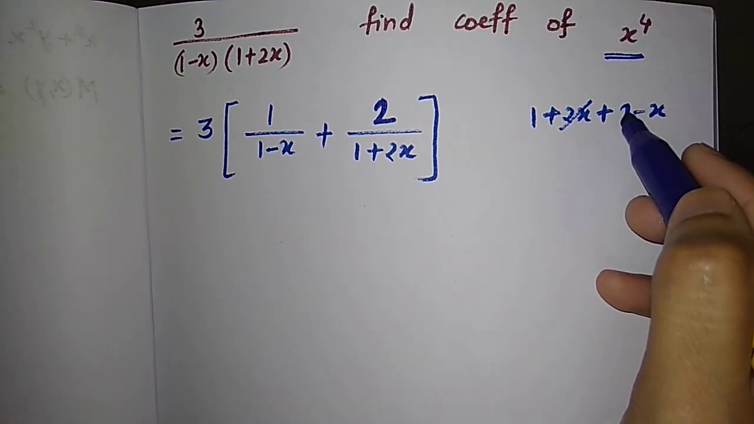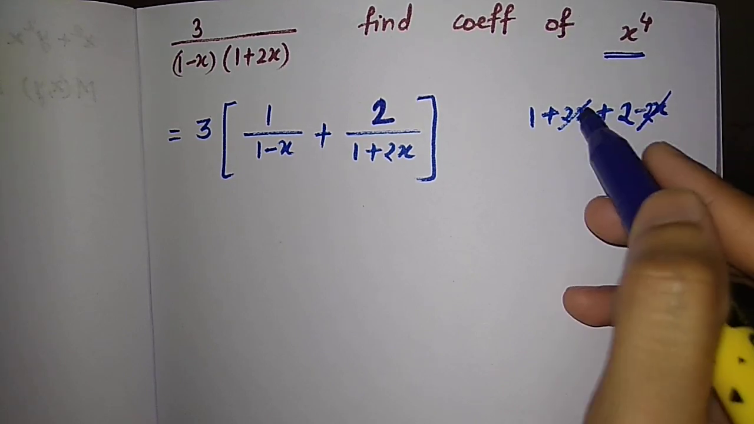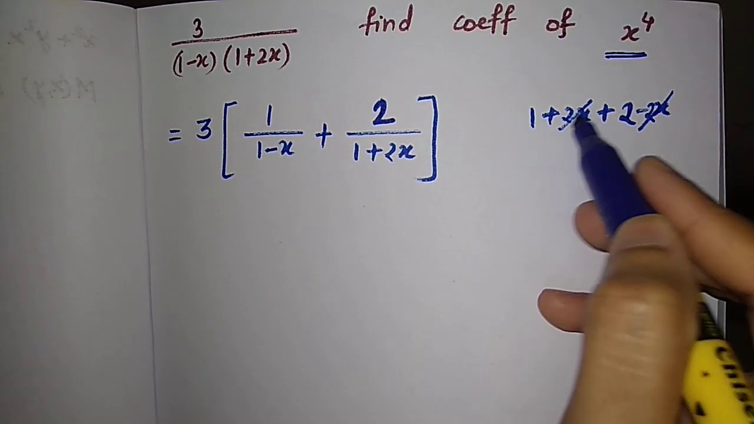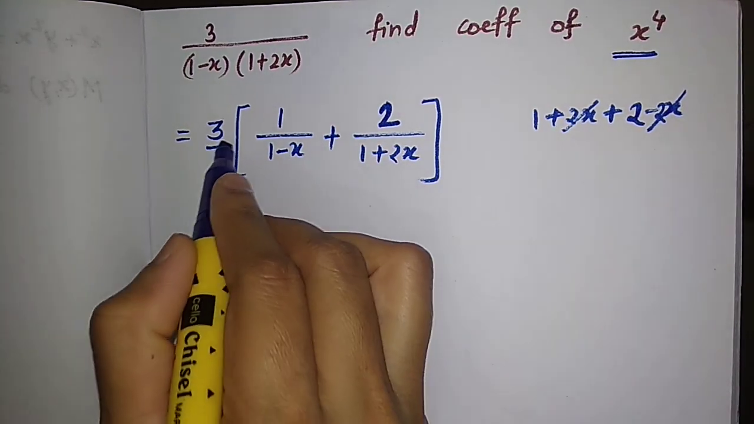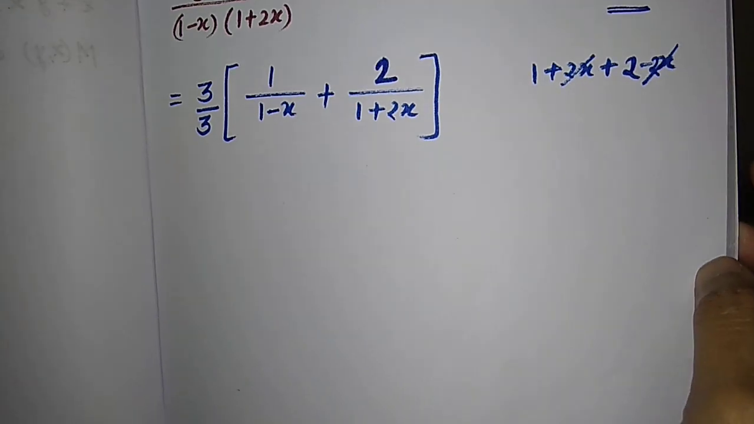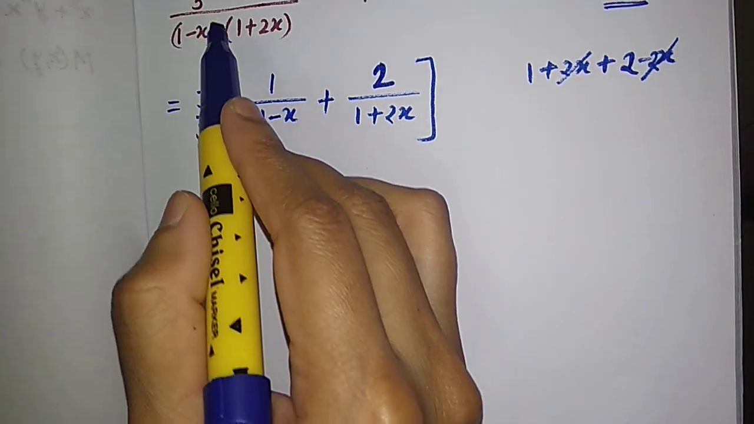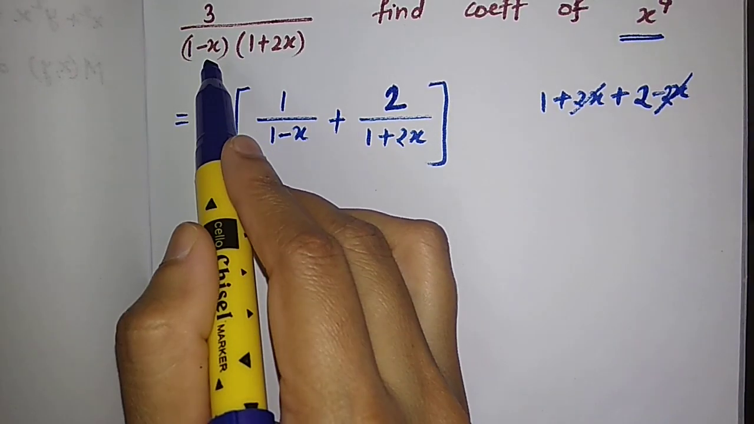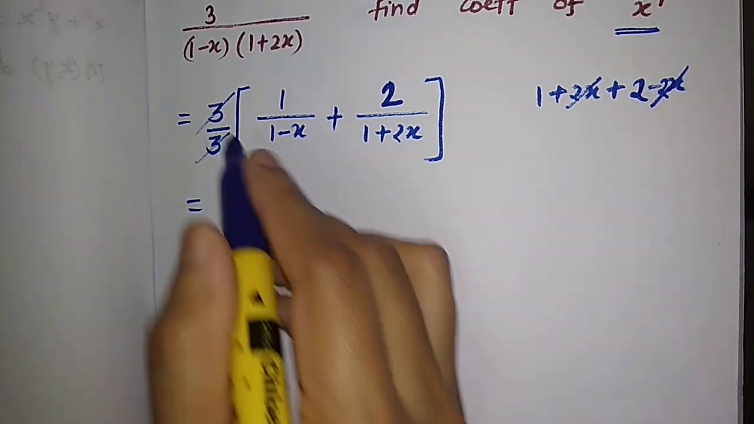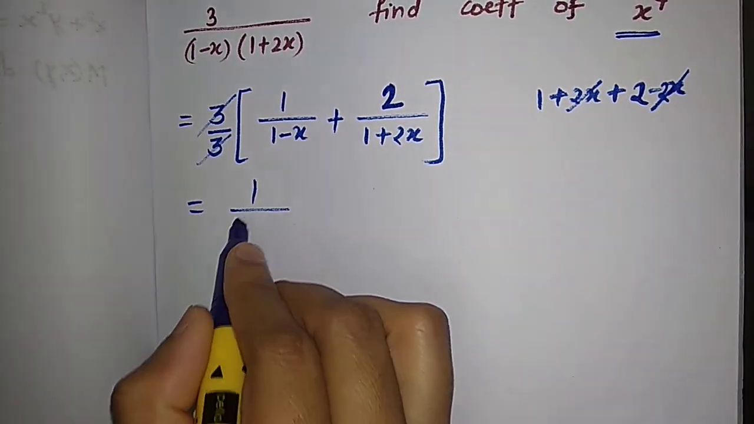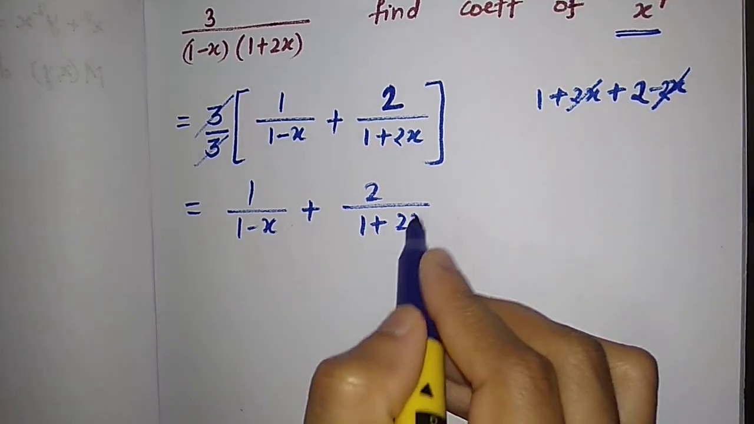Now see here, it is 1 plus 2x plus 2 minus 2x. So 2x will get cancelled and it is just 3. So in the numerator we have 3, so you just divide it by 3. When you simplify it, you will get this as 3 upon 1 minus x into 1 plus 2x. So this 3 will get cancelled with this. So we have 1 upon 1 minus x plus 2 upon 1 plus 2x.